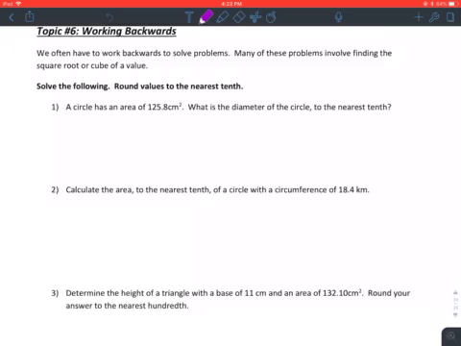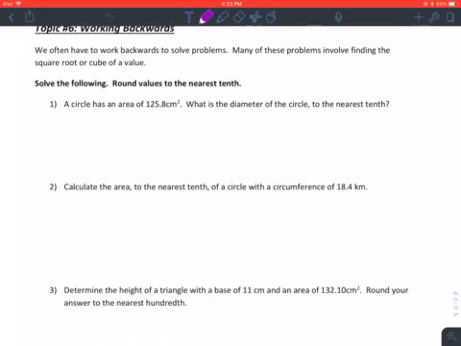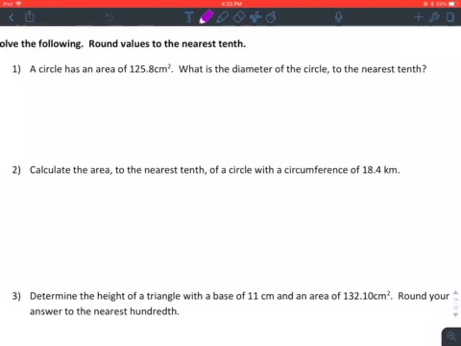So if we look at that very first one, we have a circle, and it has an area of 125.8 centimeters squared. We're asked what the diameter of that circle is to the nearest tenth. So here are the important parts. We know we have a circle, we have an area, and we have an amount. So we're going to use our circle formula, which is pi r squared, and we're going to go from there. So our area we can put inside, so 125.8 centimeters squared is equal to pi r squared.